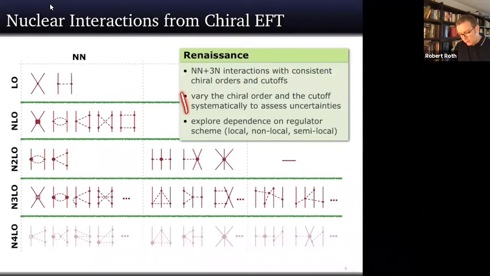You can vary the chiral order and the cutoff to assess uncertainties. And there are additional knobs you can play with. You can explore the dependence of choice of regulator scheme, as we call it. So all these points here, for example, this is a contact interaction, this as well. So this is a delta function if you think in position space, or it's a constant if you think in momentum space. So you have to kind of cut off this contribution, otherwise it's infinite. So this is what is behind this regularization scheme, and there are different options for that.